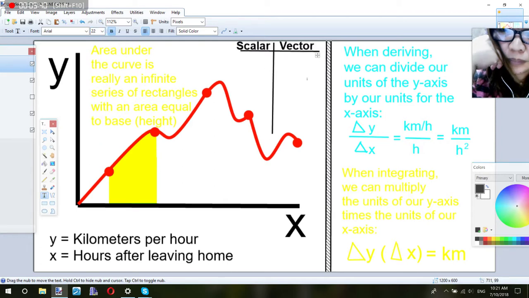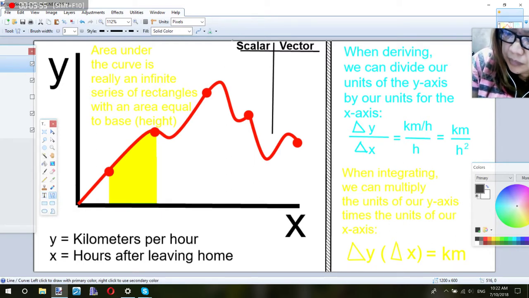Which might be new vocabulary for some of us. So scalar quantities are ones that do not have direction. Vector quantities do have direction. So the scalar for distance, I'll write units in here too.